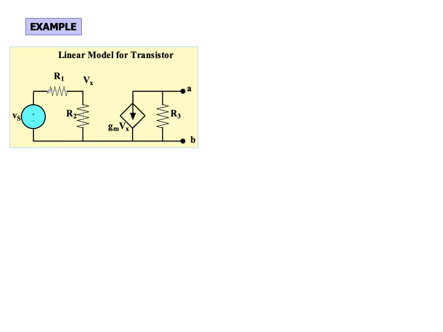So let's look at another example. Here we have a linear model of a transistor where this part of the circuit has a voltage Vx, which is the controlling variable for the current source in this part.